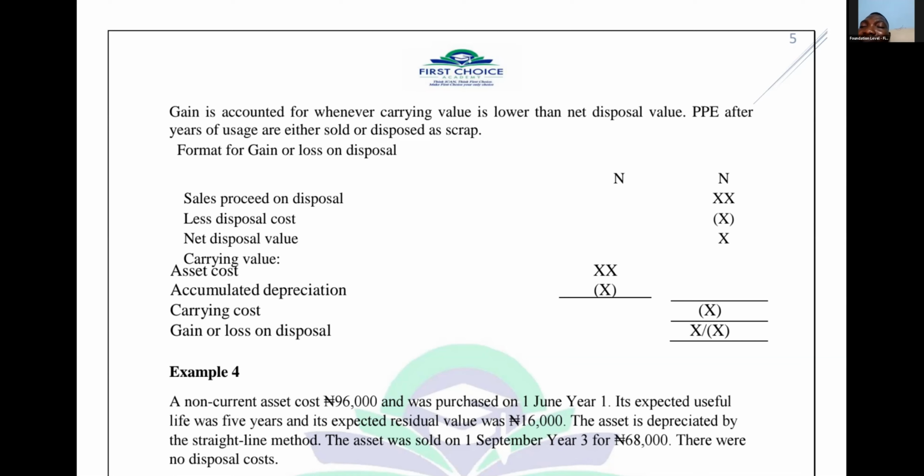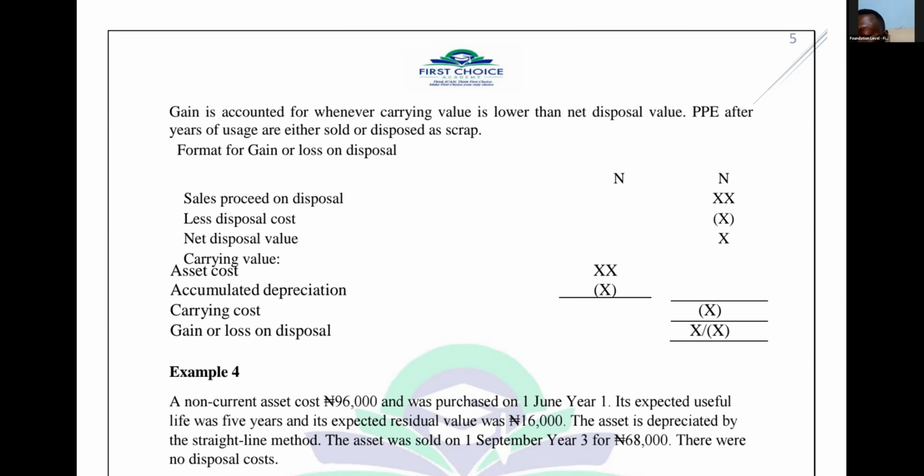But if their policy says otherwise, that depreciation will not be charged in the year of disposal, then you are not going to calculate depreciation for that period. Okay? Now, once you do that, that will give you your carrying amount. Your carrying amount will now be used to reduce your net disposal value. So if your net disposal value is greater than your carrying amount, that is a gain. But if your net disposal value is less than your carrying amount, that is a loss.